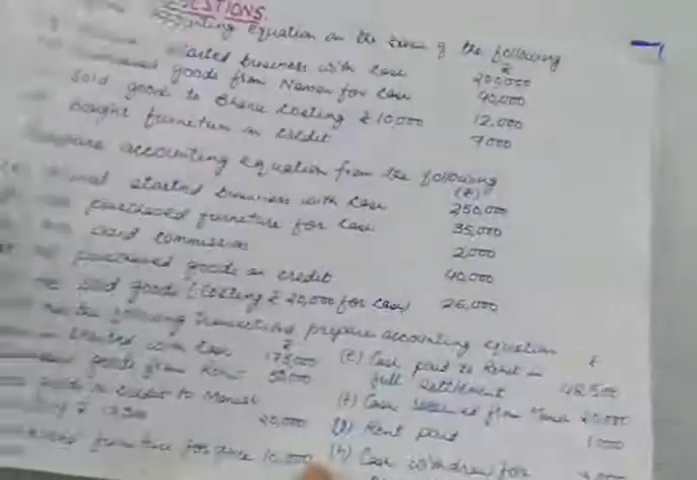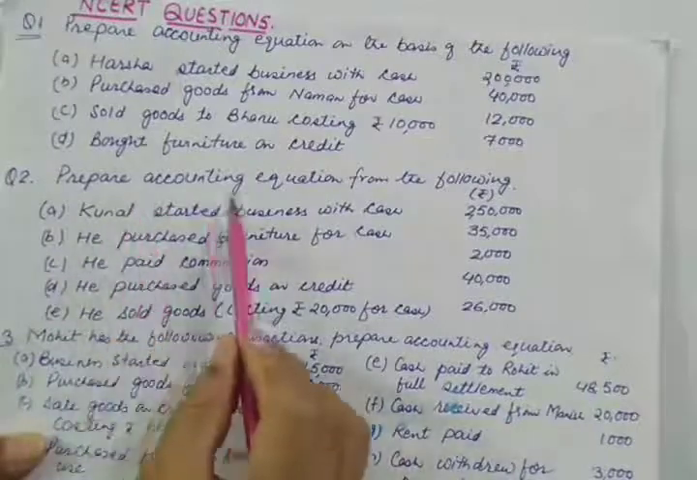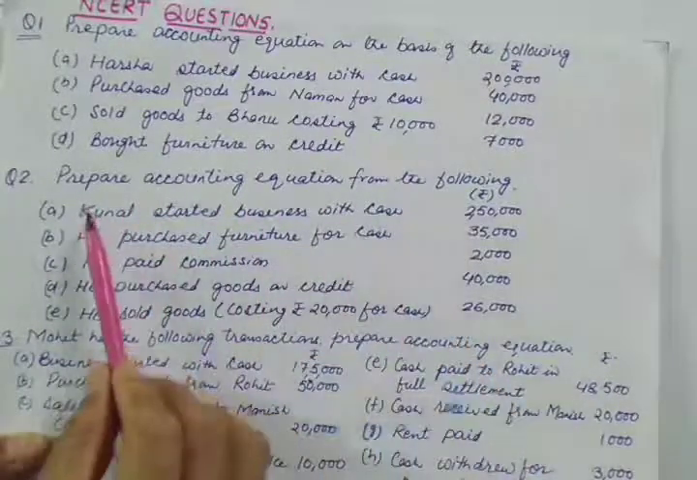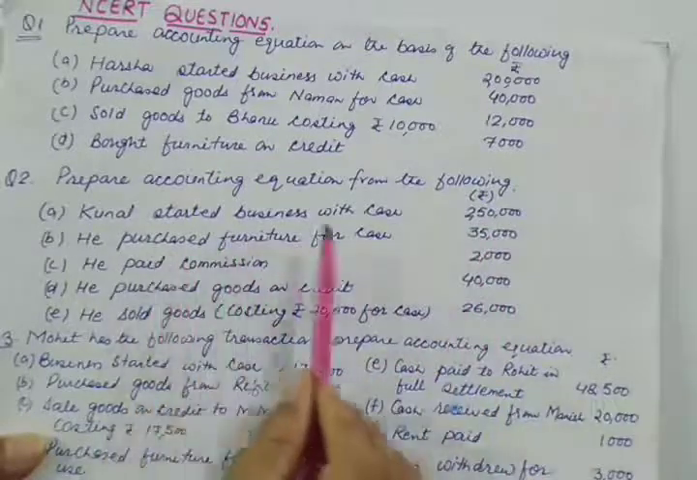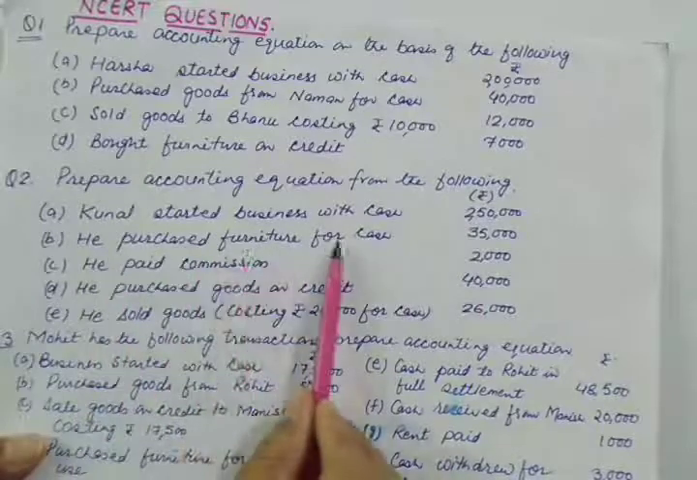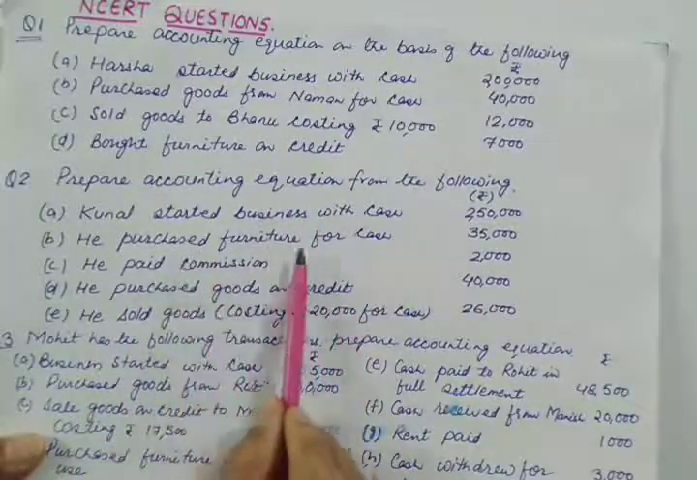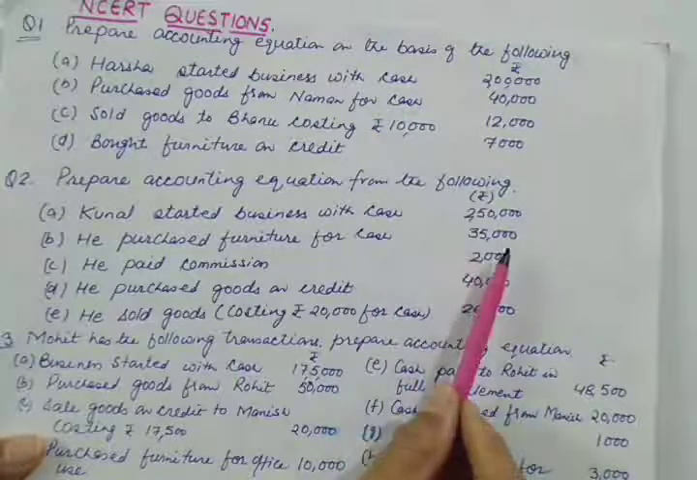Question number 2 of NCERT's book. Before that, let us read question number 2. Prepare accounting equation from the following. Kunal started business with cash, rupees 2,50,000. You know where and how to record this. He purchased furniture for cash. See, it is clearly mentioned. For cash means your cash will reduce and furniture will increase.